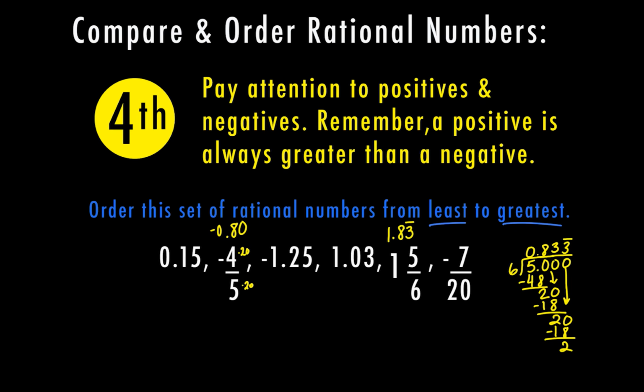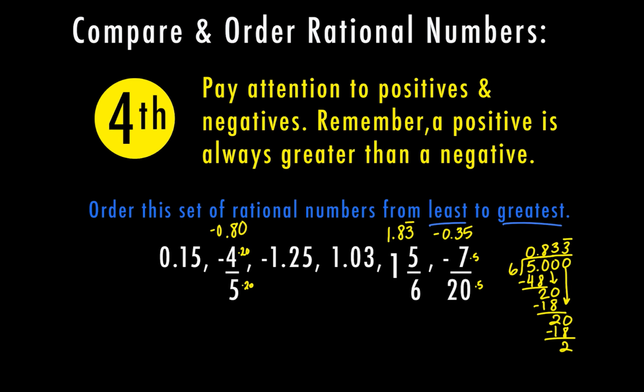This last one, 20 goes into 100 5 times. 7 times 5 is 35. Now let's move our decimal 2 places to the left. So this is a negative 35 hundredths. If you'll notice on this one before, the 1 and 5/6, when I converted to a decimal, I kept my 1 as my whole number here in front of the decimal.